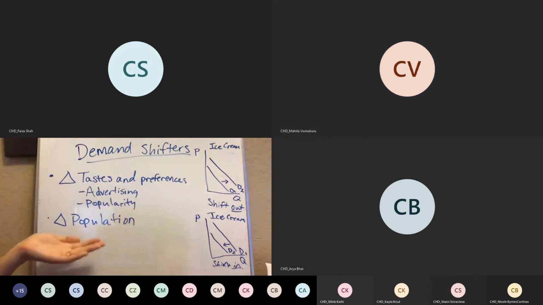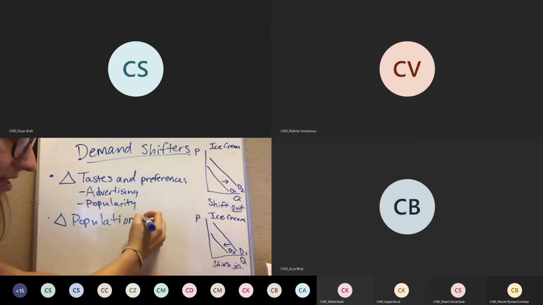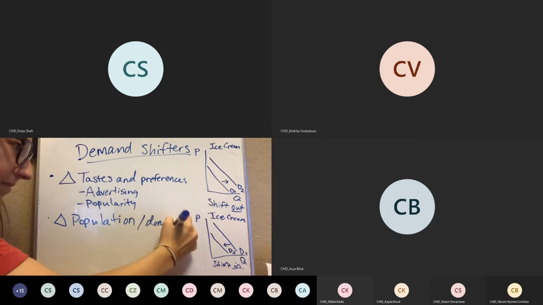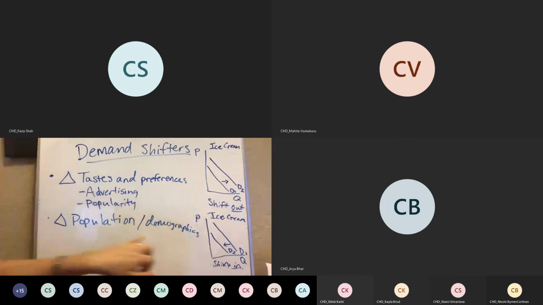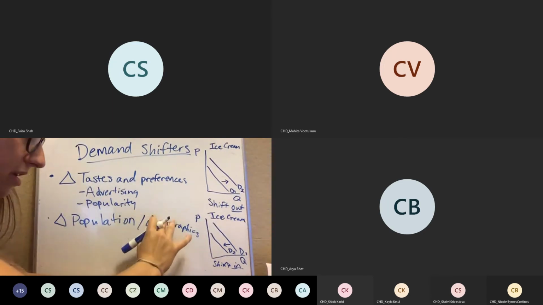Because more people means more people to eat ice cream, right? And fewer people means fewer people to eat ice cream. Excellent. Very good. Change in population. It's basically the case that more people means more demand for all goods, and fewer people means less demand for all goods. Absolutely, very good. And then another one related to this is demographics. Okay, so you'll use whichever of these makes the most sense for the situation.